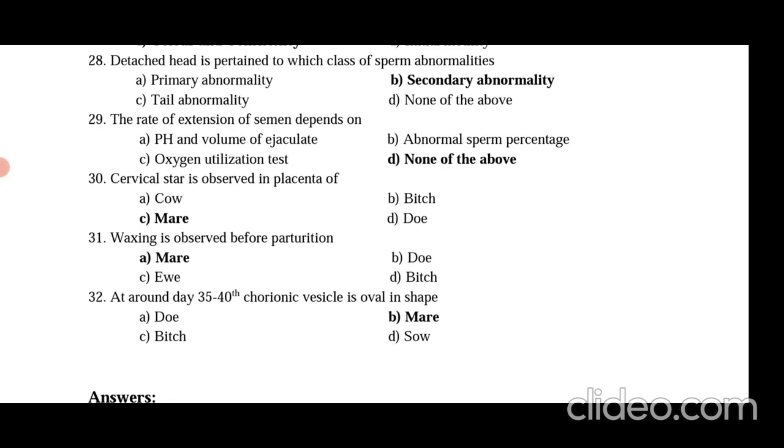Cervical star is observed in placenta of mare. Placenta of mare has cervical star. Waxing is observed for parturition in mare around day 35 to 40. Chorionic vesicle is oval in shape in mare. Mare has the oval chorionic vesicle at 35 to 40th day.